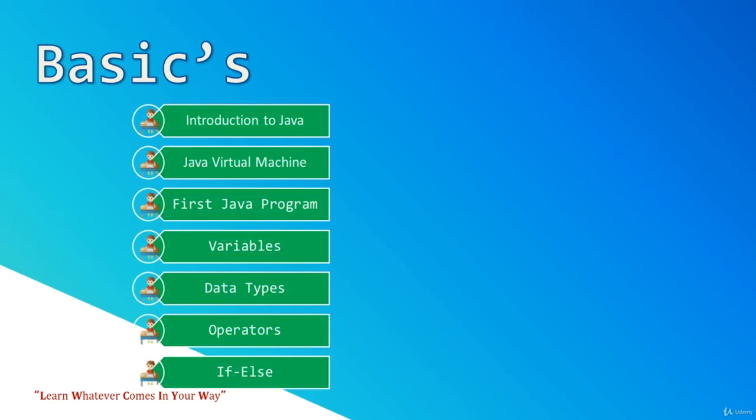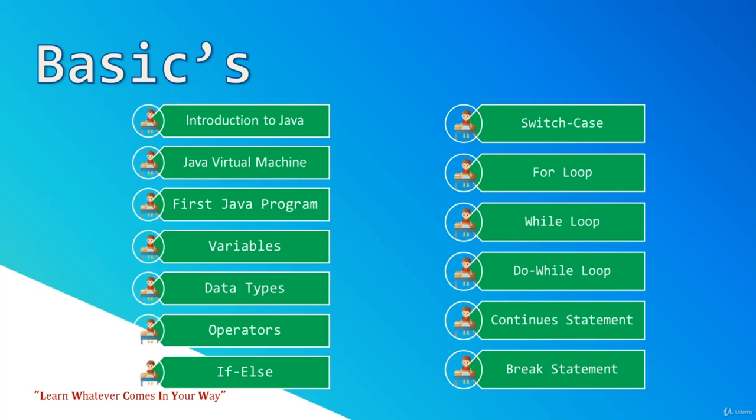So these are the topics we are going to cover in the basics part. That's what I mentioned earlier: introduction, and we'll talk about what is JVM, the first Java program, variables, data types, operators, and some control statements like if, else, switch case, for loop, while, do while, everything. Correct? So these are the basic concepts we are going to cover.